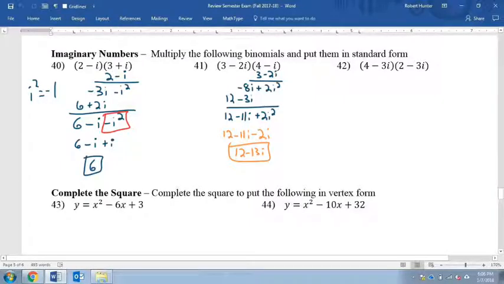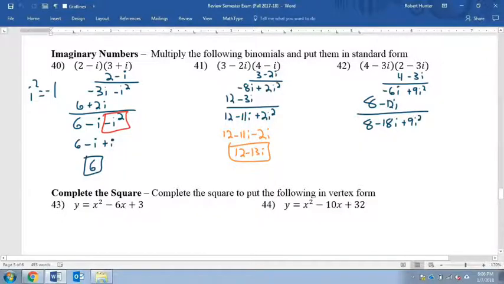That's your answer. Alright, if you're not doing this on your own yet, do 42 on your own. These are easy. Alright, here we go. 4 minus 3i. Negative 3 times negative 3 is positive 9, so that's positive 9i squared. Negative 6i, negative 12i, positive 8. So that's 8, negative 18i, and positive 9i squared.